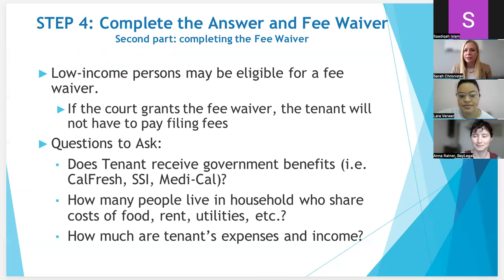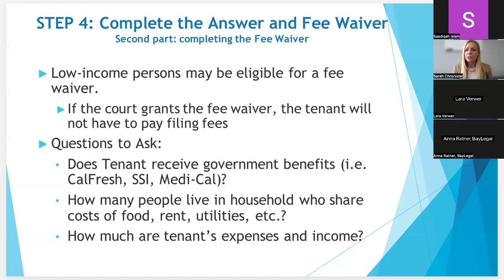Going off of what Laura is just talking about, completing the answer, the next step, kind of along with your answer, is that most likely, or more often than not, at least we see in our practice, that a tenant will qualify for a fee waiver. So low-income persons may be eligible for a fee waiver, and that means when they file their answer, they file their first response, they don't have to pay hundreds of dollars to the court just to assert their defenses in an eviction.